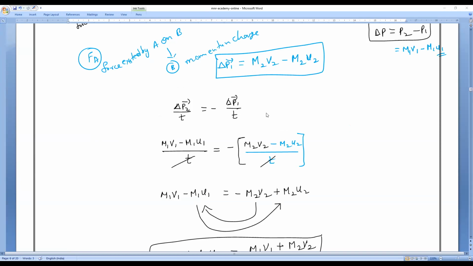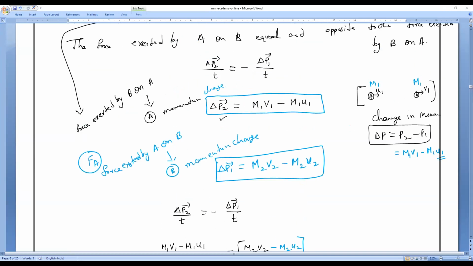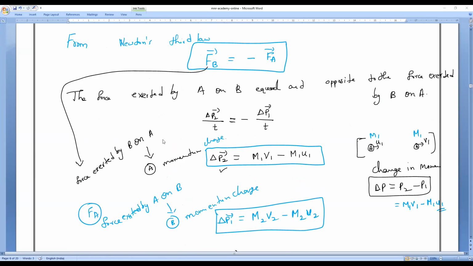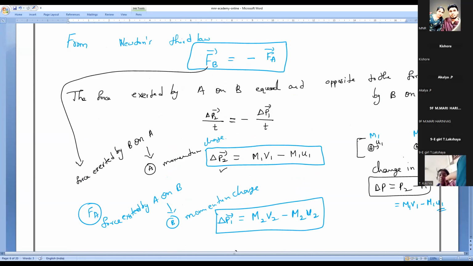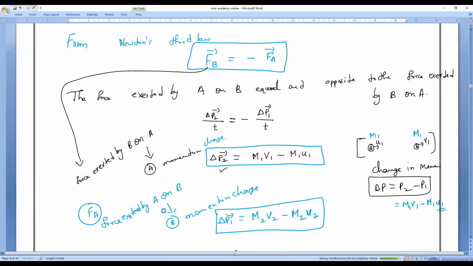So now here, what is the most important thing you should understand, everybody? Force exerted by B on A: whose momentum will change, A's momentum or B's momentum? A's momentum. Force exerted by A on B: whose momentum will change? B's momentum. So please be clear with these two points. If you are clear with that, then everything will be clear. Because of A, B's momentum will change. Because of B, A's momentum will change. Understood?